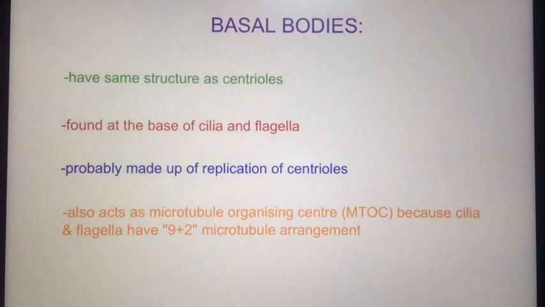Now, basal bodies have a similar structure to centrioles, and they can be found at the base of cilia and flagella. Most probably, based on our research, we found that basal bodies are produced due to replication of centrioles. And basal bodies in certain cells act as microtubule organizing centers, which is known as MTOC, because cilia and flagella have a 9+2 microtubule arrangement.